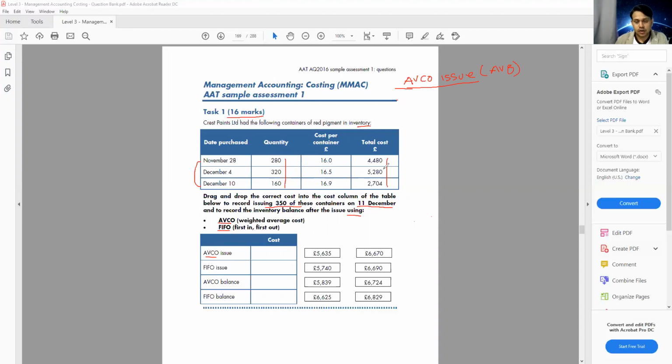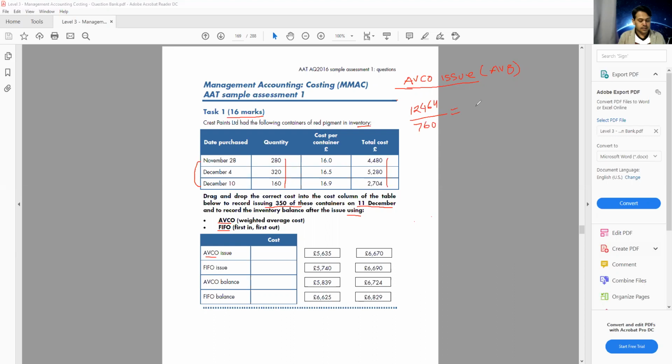Let's add all the costs first: 4480 plus 5280 plus 2704, that is 12,464. This is my total cost. And my total units: 280 plus 320 plus 160, so 760 is my total units.